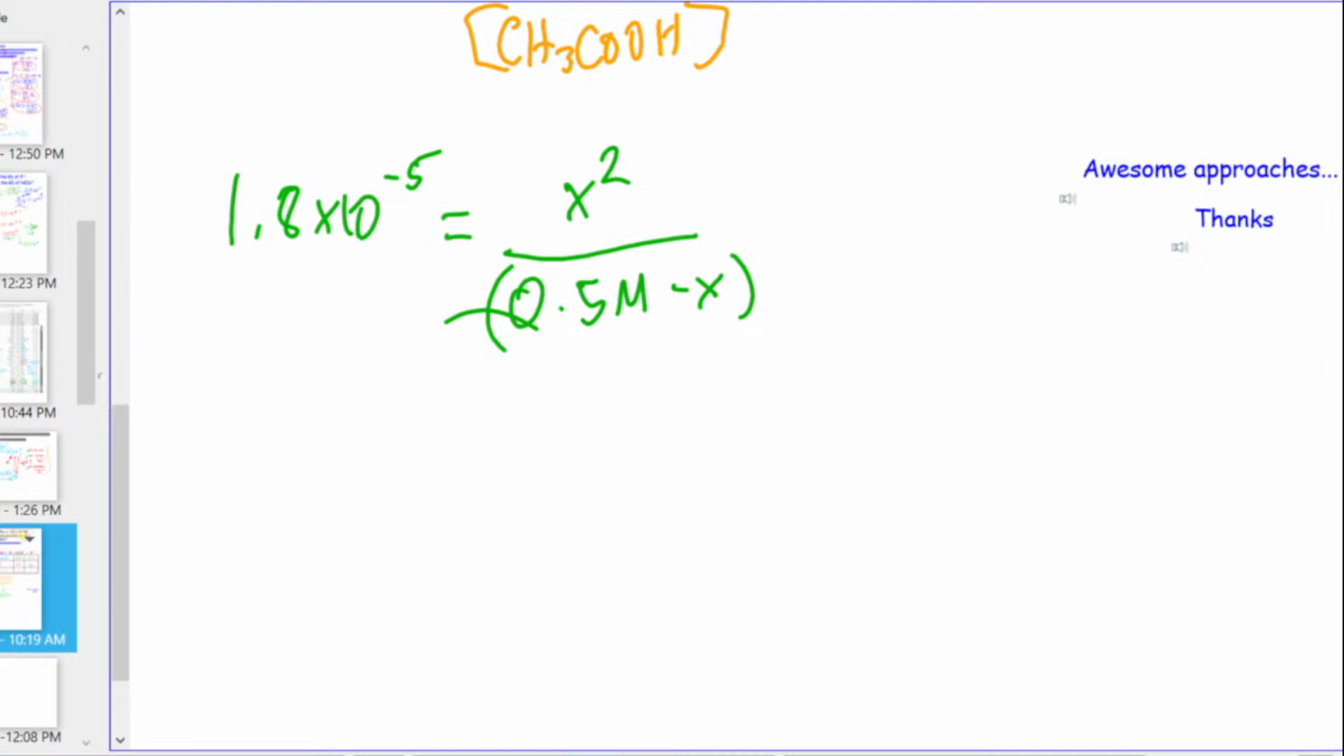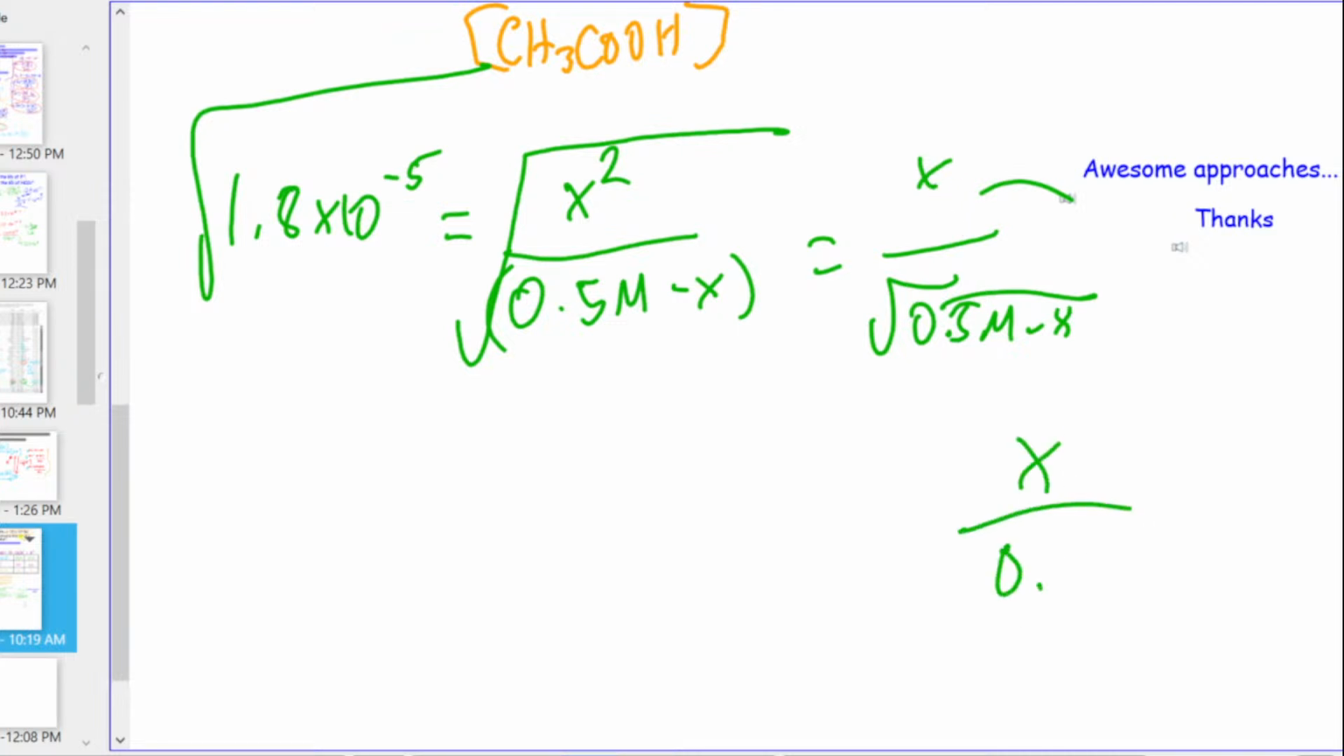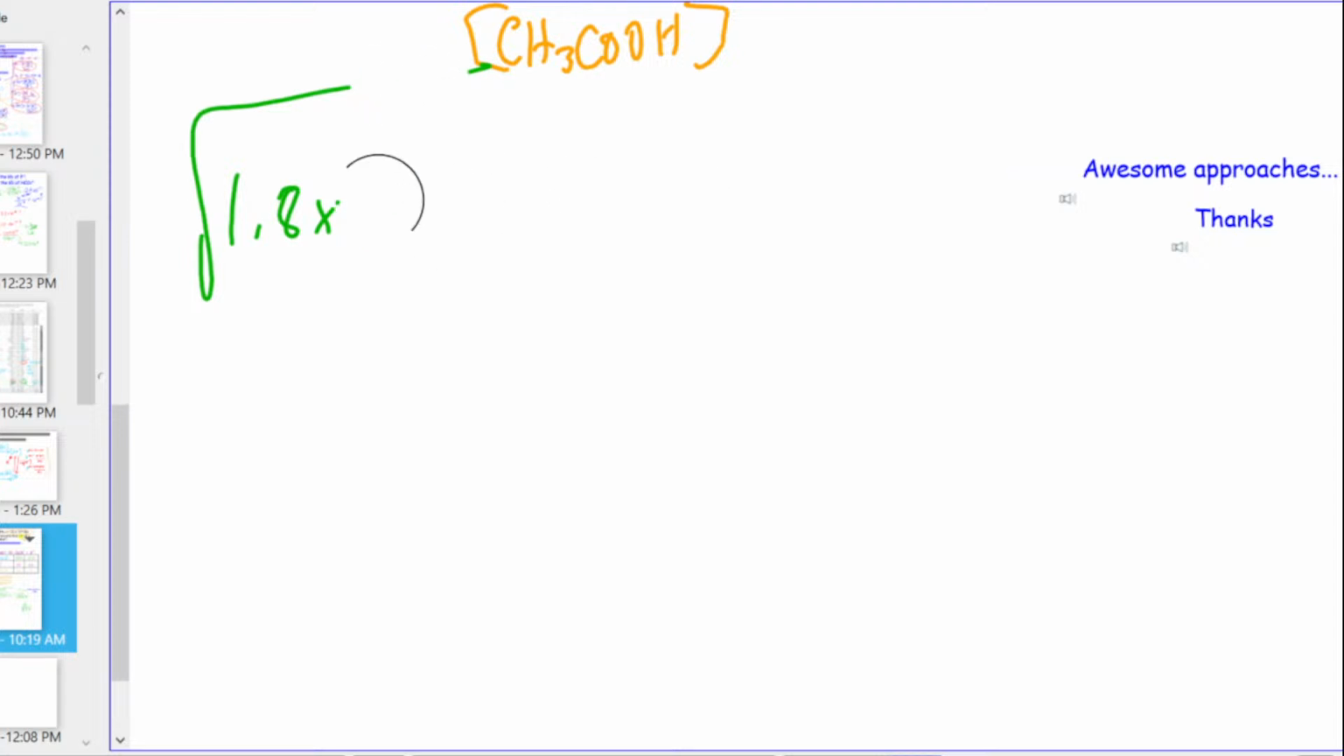Take the square root. You could take the square root of both sides, but then you have x over the square root of 0.5 molar minus x. Can you cancel x over 0.5 minus x under the square root? No, you can't do that. What crazy algebra are you learning in your class? That's not a thing. Even your math teacher would be horrified.